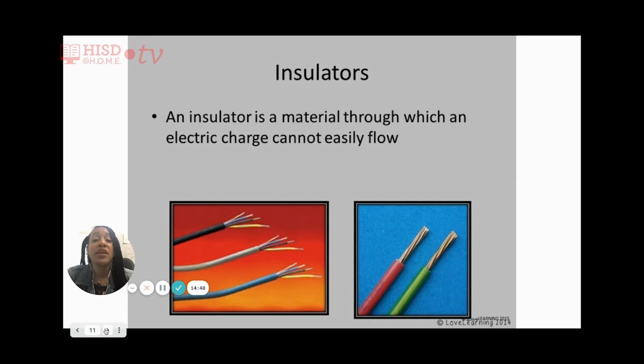So I want you to open up the foldable in your tab labeled insulators and write down what is an insulator. As you can see, we have two examples on your screen of insulators, but to know what an insulator is, all that means is that it is a material through which an electrical charge cannot easily flow.